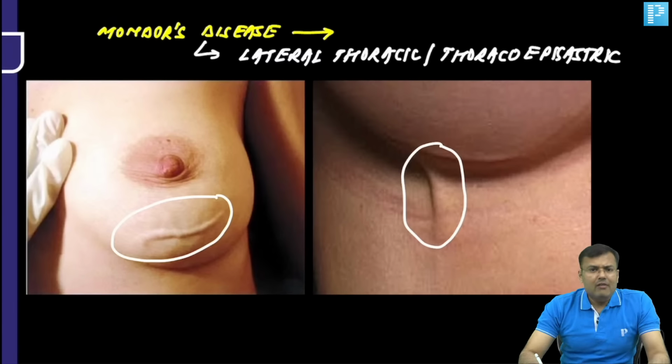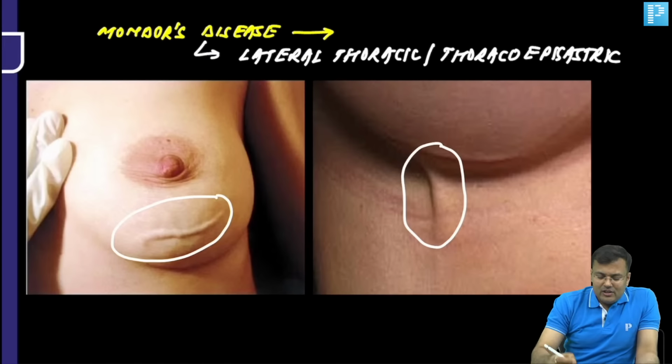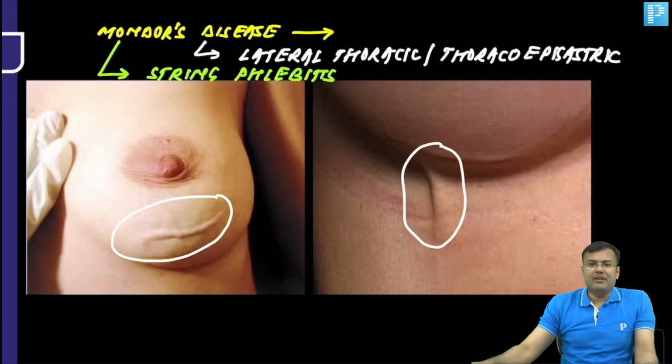You know that whenever there is thrombophlebitis in a vein, it feels like a cord, like a string. So, what is the other name of Mondor's disease, guys? It is also known as string phlebitis. What is the other name? This is known as string phlebitis. Clear? So, this is string phlebitis. Easy.